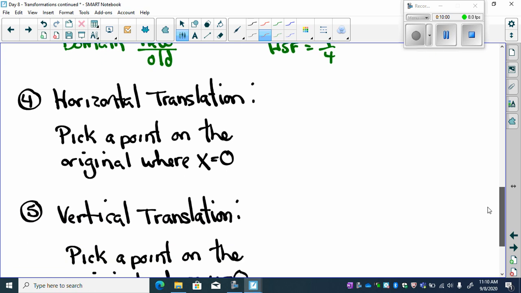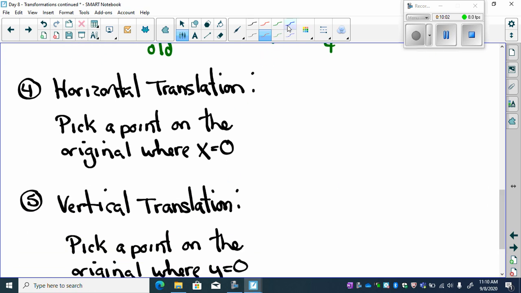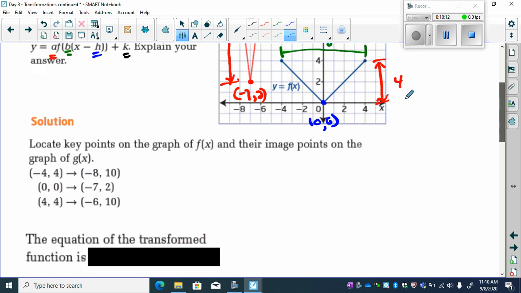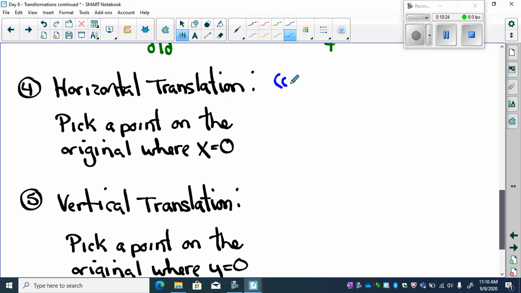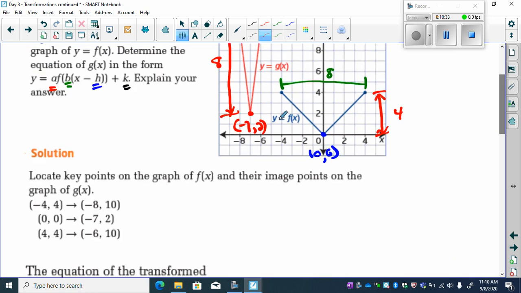And again, it doesn't matter if you do horizontal translation before vertical translation. But just remember, here's a suggestion: pick a point on the original where x equals 0. So on the original curve, if I'm looking for horizontal translation, I want to pick a point where the x coordinate is 0. So somewhere along the y-axis, that's this vertex. So remember, 0, 0 became, what did it transform to? It became -7, 2.